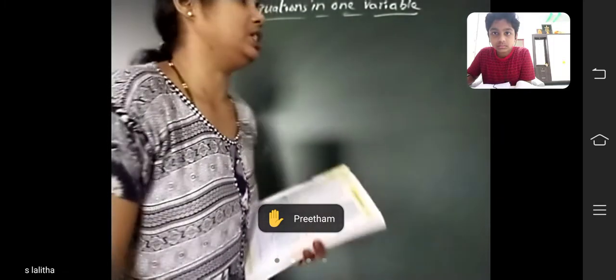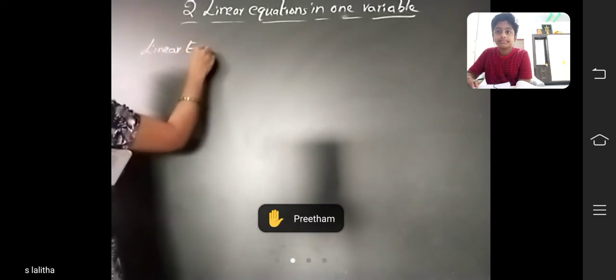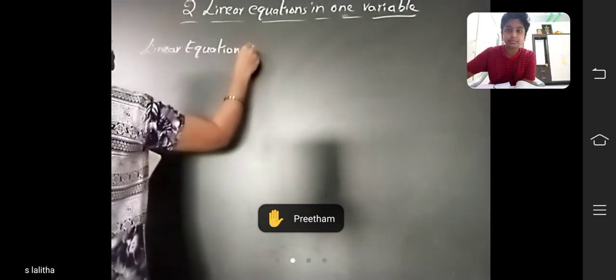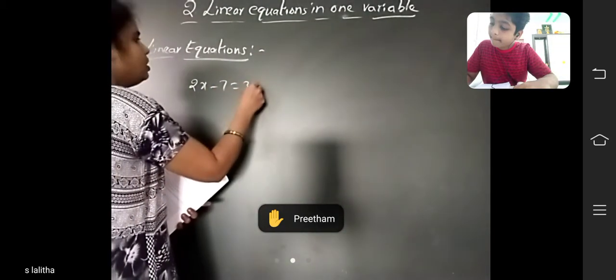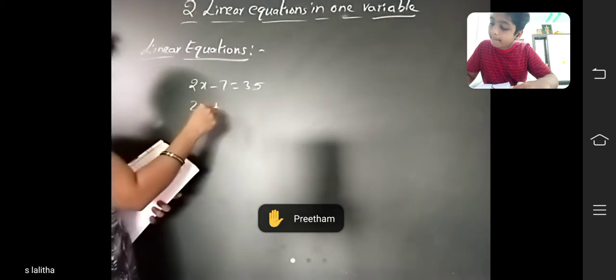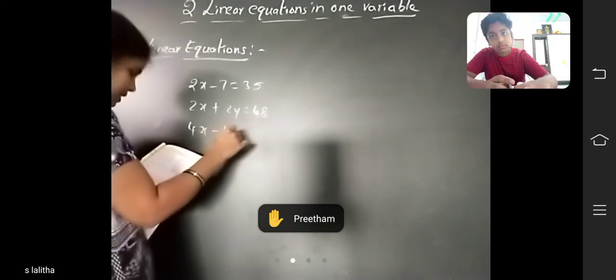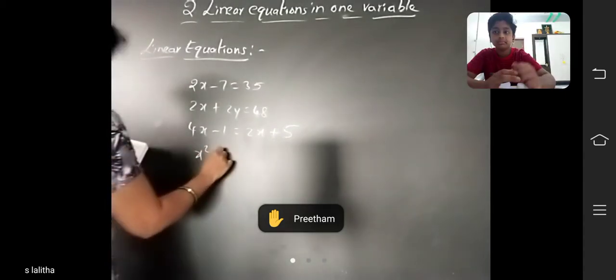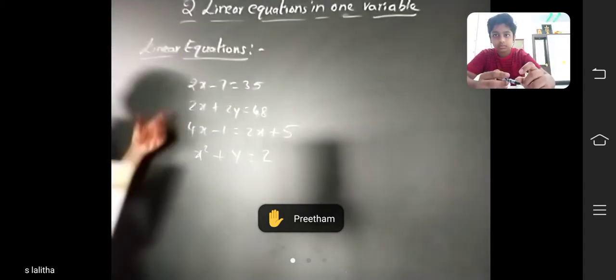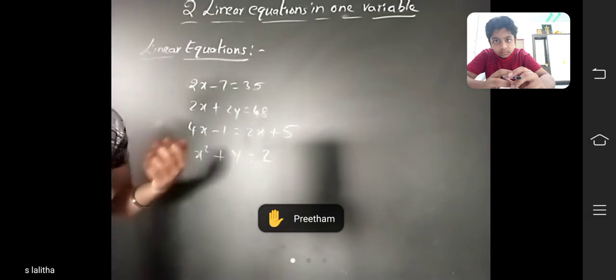Now, linear equations. What are called linear equations? Let's see some examples given here. 2x minus 7 equal to 35. 2x plus 2y equal to 48. 4x minus 1 equal to 2x plus 5. x square plus y equal to z. Here 4 equations are given, children. Now in these 4 equations, what are the linear equations?